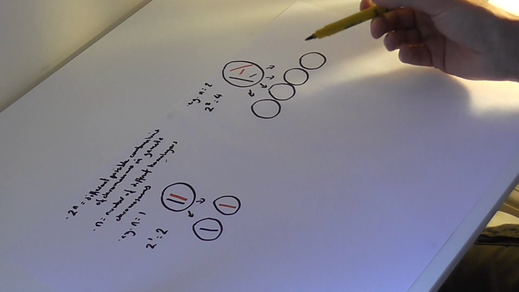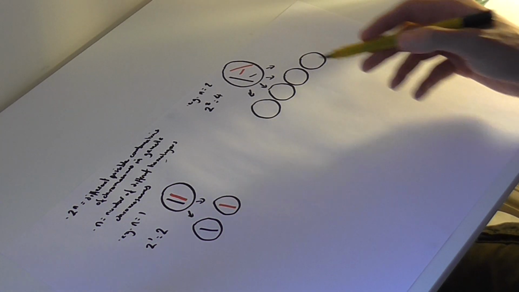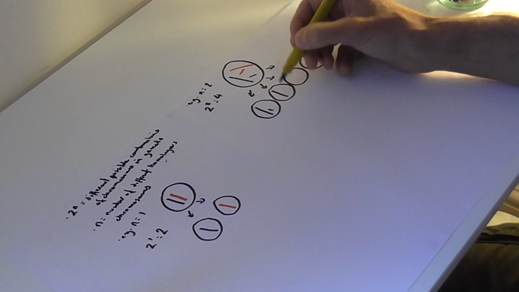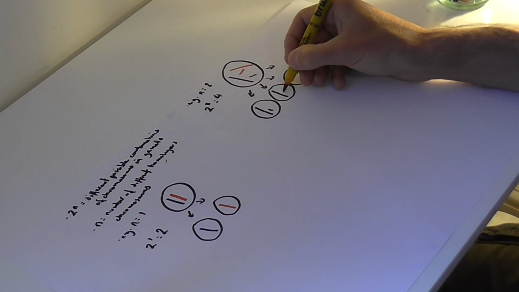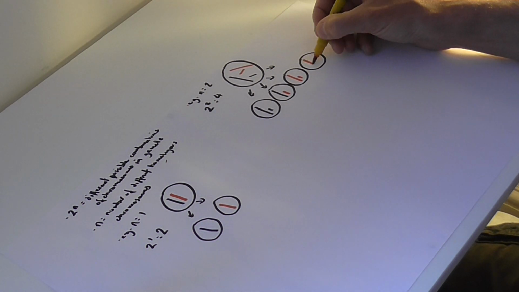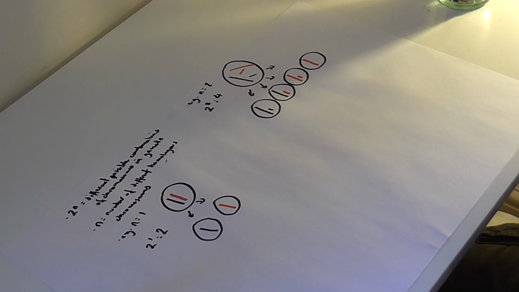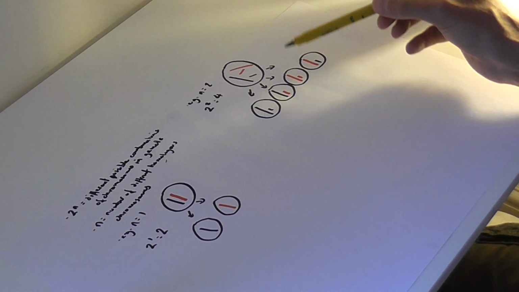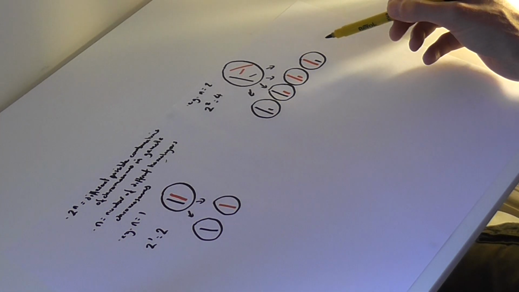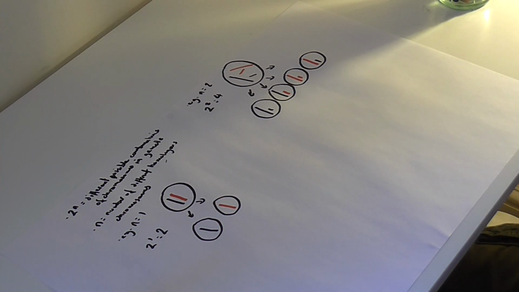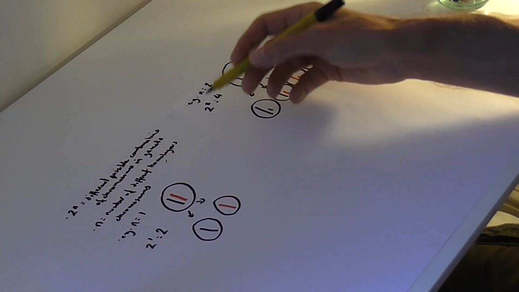We know we have to have 2 and one of each homologous pair present. So we could have that combination. We could have that combination. We could have that combination. And finally we could have that combination. So we have got 4 different possible combinations of chromosomes in the gametes.